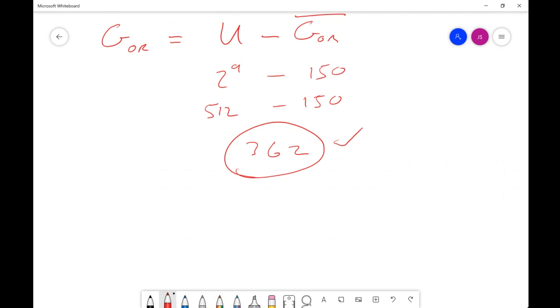Okay, not too bad, is it? Silence. I've frightened you all away, have I? I haven't got the chat up at the moment, so I can't tell if there are any comments.